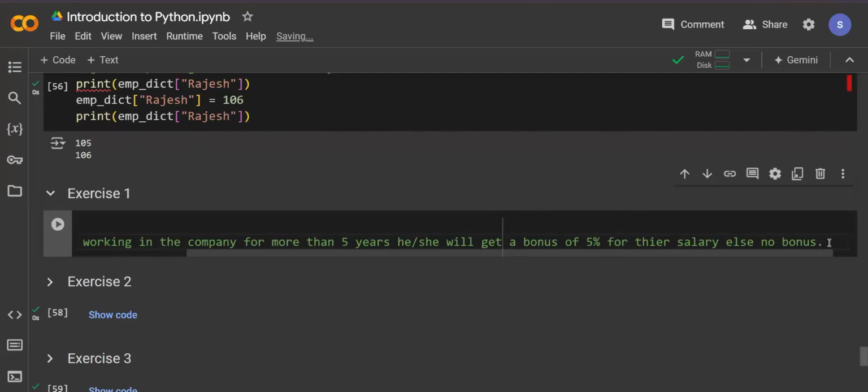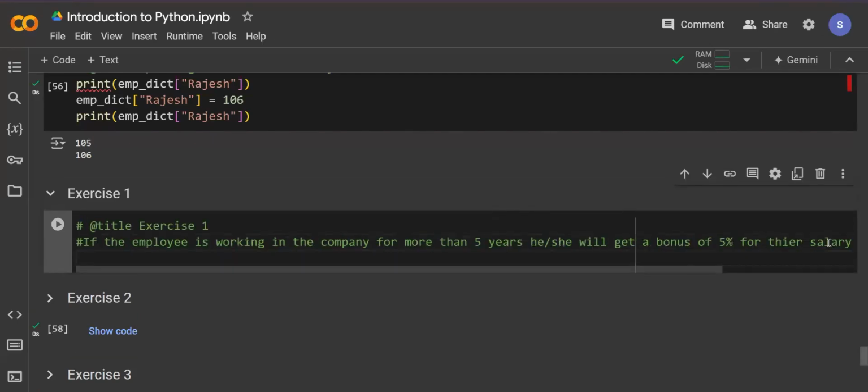So which statement am I supposed to use here? Anyone? If. It's an if condition, right? We are supposed to use the if condition for this particular problem. Before that, what are the variables we are supposed to get from the user? There are two variables. One is, if the employee is working in the company for more than 5 years, we want work experience, right? Years of experience, I can say.